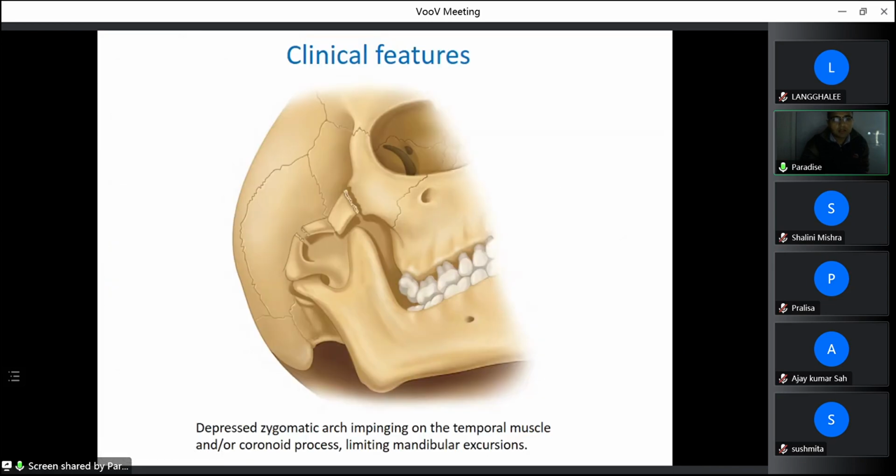Now, what will be the clinical features of ZMC fracture? In case of depressed zygomatic arch, due to impinging over the temporalis muscle and/or coronoid process, there will be limited mandibular excursion. The mouth opening will be reduced. That is one of the clinical features of ZMC fracture. So one feature is trismus, reduced mouth opening. Whenever there is a depressed zygomatic arch fracture, it will impinge over the coronoid process and temporalis muscle, so it will lead to trismus due to a spasm of the temporalis muscle.